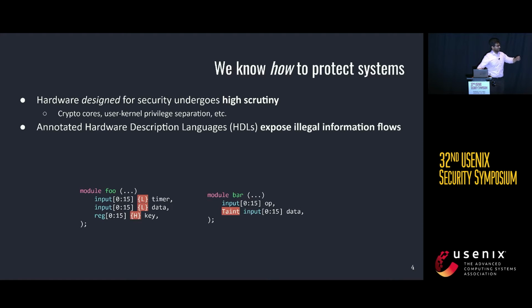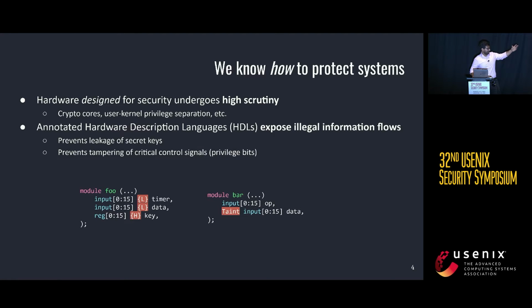One example is annotated hardware design languages, where, as you can see on the figure here, you associate signals in a hardware design with security criticality labels. So in the code snippet on your left, you'll see timer and data having associated low security, and key, which could presumably be a secret key, having high security. Following that, static analysis could ensure that your secret keys don't leak out through untrusted outputs, and your critical control bits, such as privilege bits, aren't controlled by untrusted inputs.